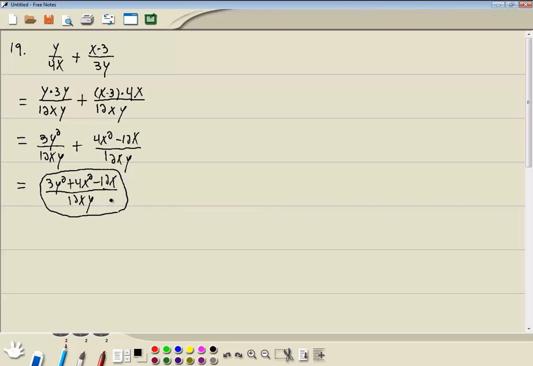Standard form requires you to pick a variable, and I'd probably pick x first, so I put 4x squared minus 12x plus 3y squared. It has to go from largest power of x down to smallest power of x.